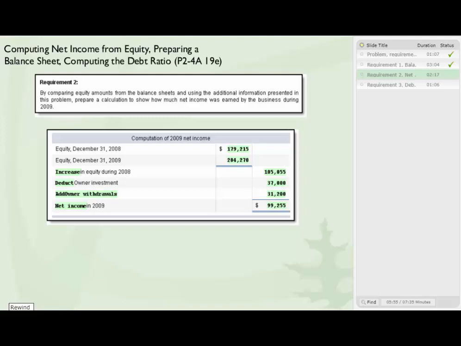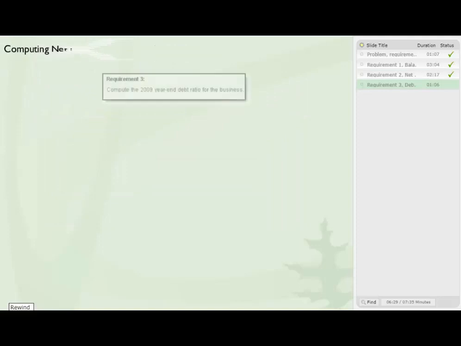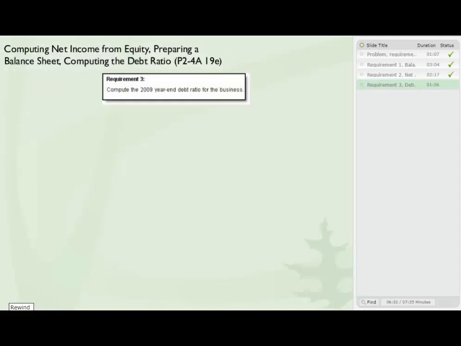Expenses are the ordinary and necessary outflows and other uses of assets that a business undertakes in the hopes of generating revenue, and then obviously in the hopes of generating net income. So, starting with the $105,055 of an increase, we back off the owner's investments and add in the withdrawals, and that's how we can calculate what net income was for 2009. And on this problem, it comes out to be $99,255.